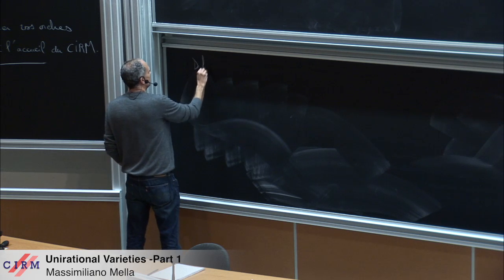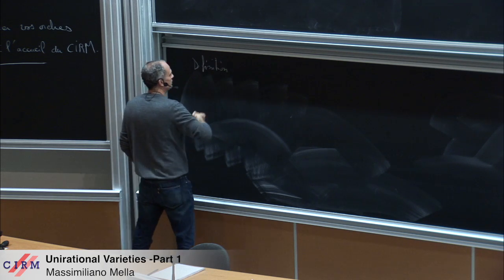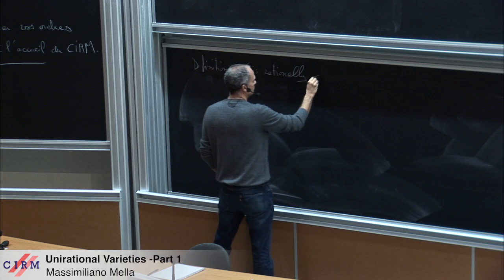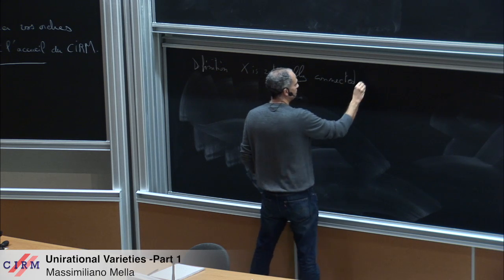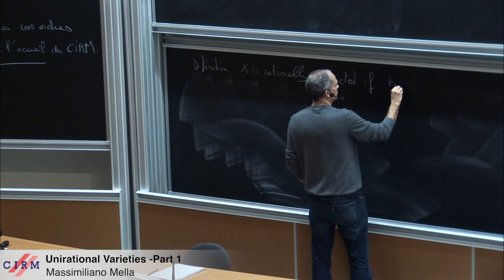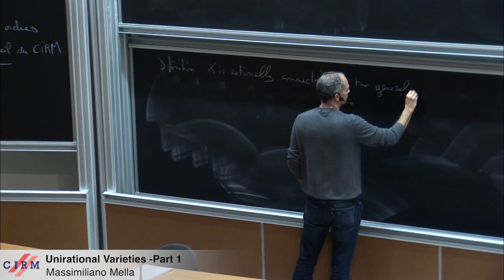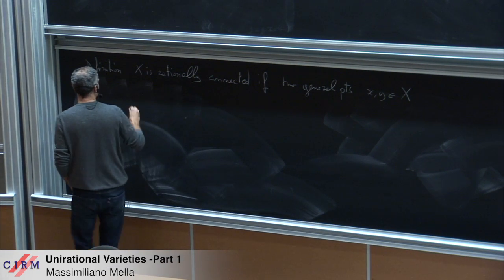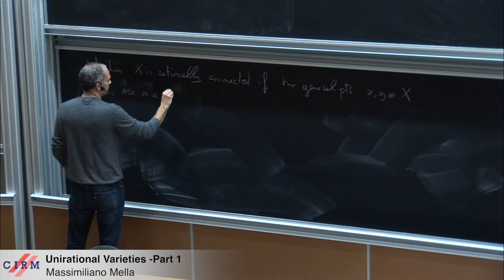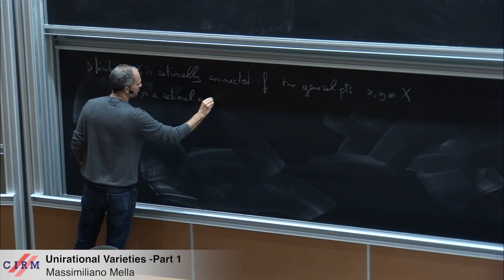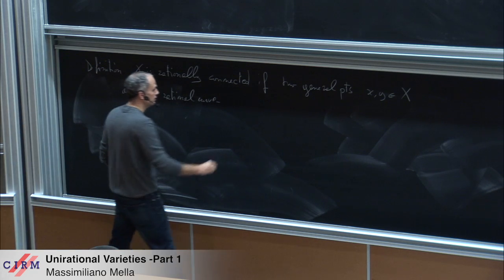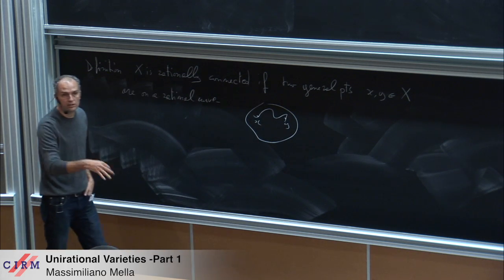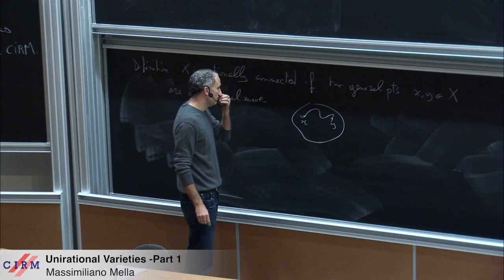So the next definition I want to write down is the following. So X is rationally connected if two general points X and Y in X are on a rational curve. So essentially you have your two points and you have some rational curves connecting them.